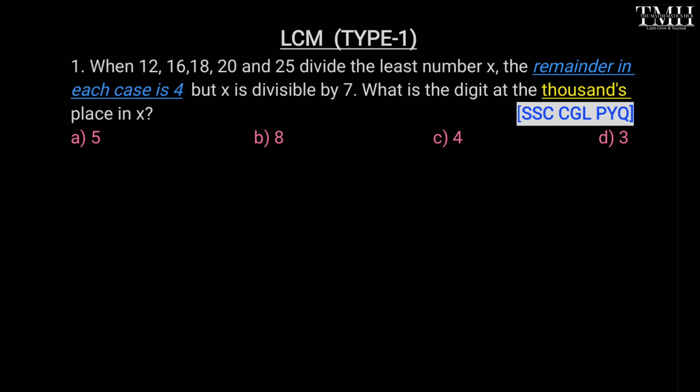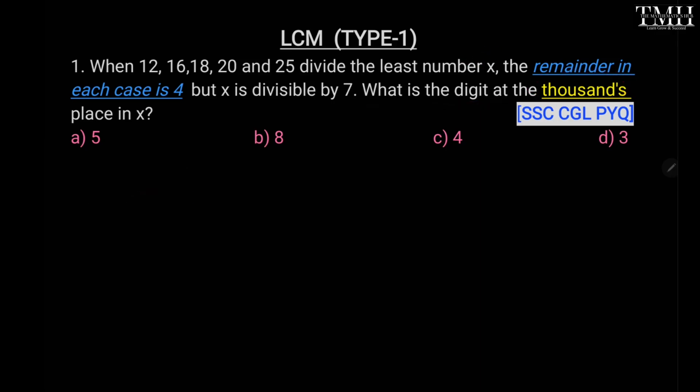Hello viewers, today I am going to discuss a previous year question of SSC CGL. The question is: when 12, 16, 18, 20 and 25 divide the least number x, the remainder in each case is 4. But x is divisible by 7. So what is the digit at the thousands place in x? So we have to find out the value of x, then we have to find out the thousands place of it.